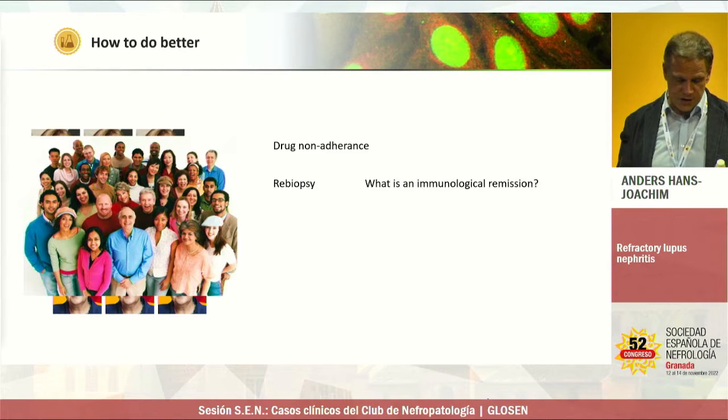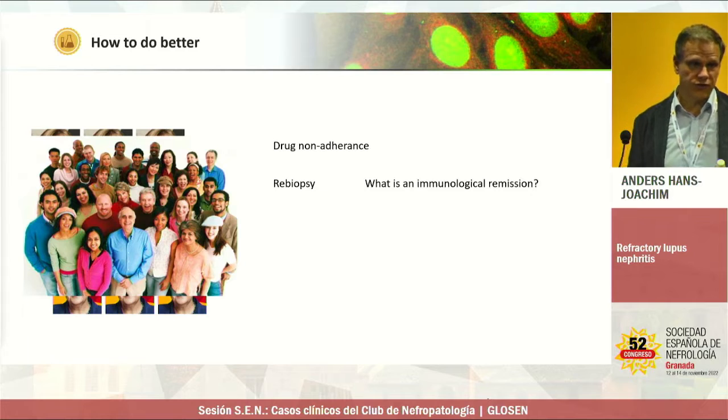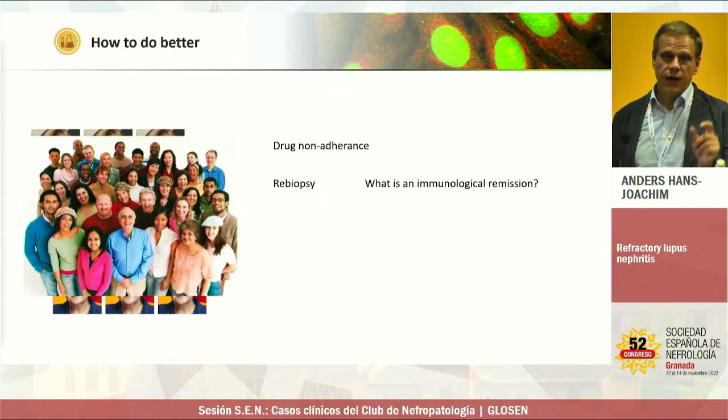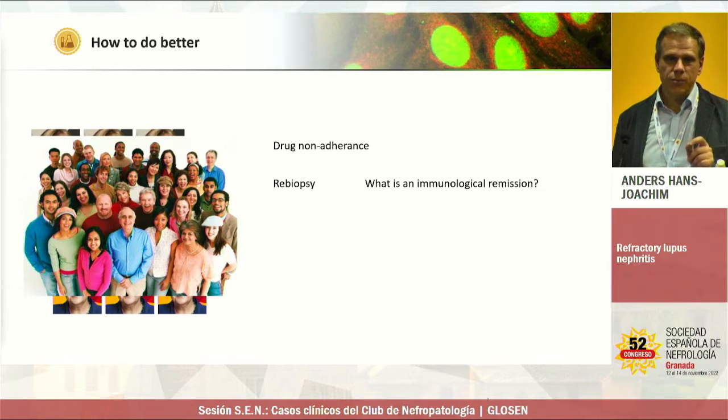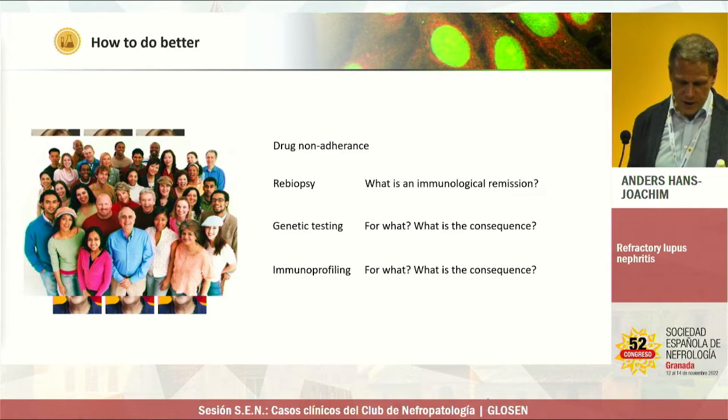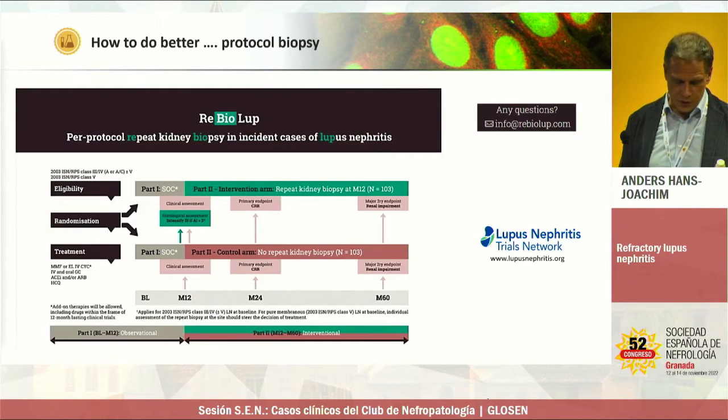Drug non-adherence applies to some of them. Rebiopsy is needed to find out whether the proteinuria that persists is really due to a lack of immunological remission, and that gives you the suspicion of drug non-adherence. Or sometimes the proteinuria is still there, but the immune complexes have disappeared, so it means this has another explanation. Genetic testing and immunoprofiling, so I will go through these things.